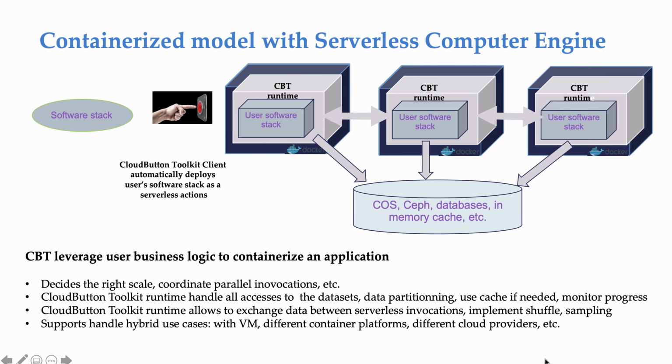So first of all, the idea here is to containerize the model with a serverless compute engine, because with Cloud Button, you just take the user software stack and you deploy it, wrapped into the Cloud Button runtime, inside those FaaS backends. And this is what gives this great benefit for the applications to run there, because Cloud Button Toolkit provides them many capabilities like interactions with object storage, or it knows how to access partitioned data sets, monitor progress, and so on. So this is the high-level overview.